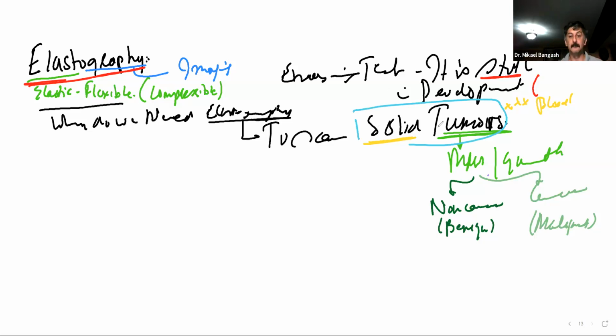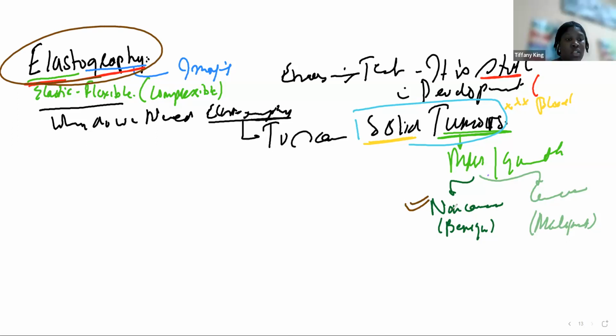Did that make sense? The elastographic reading that we get is what determines it. We have a mass, so what is the likelihood of this mass being cancerous or non-cancerous? Did that make sense? Yes, it did.